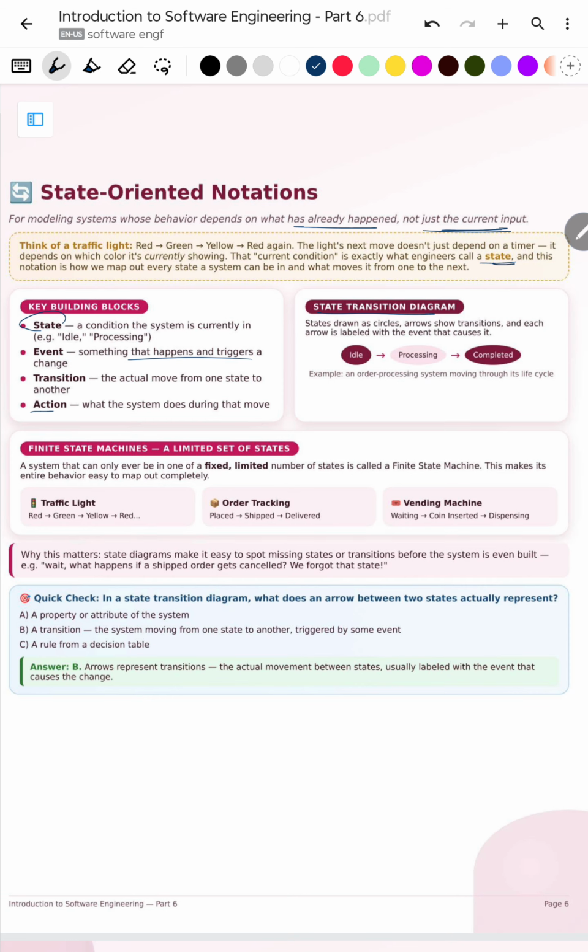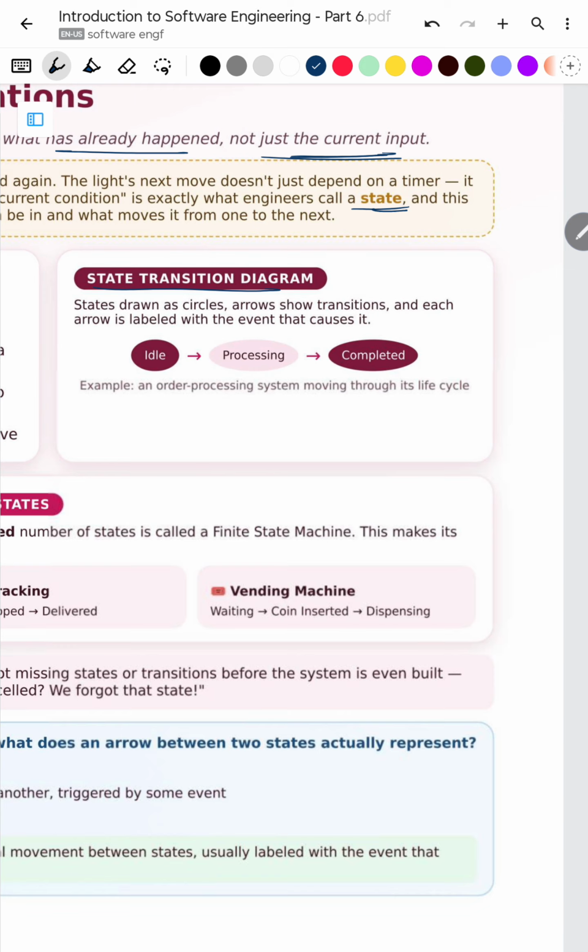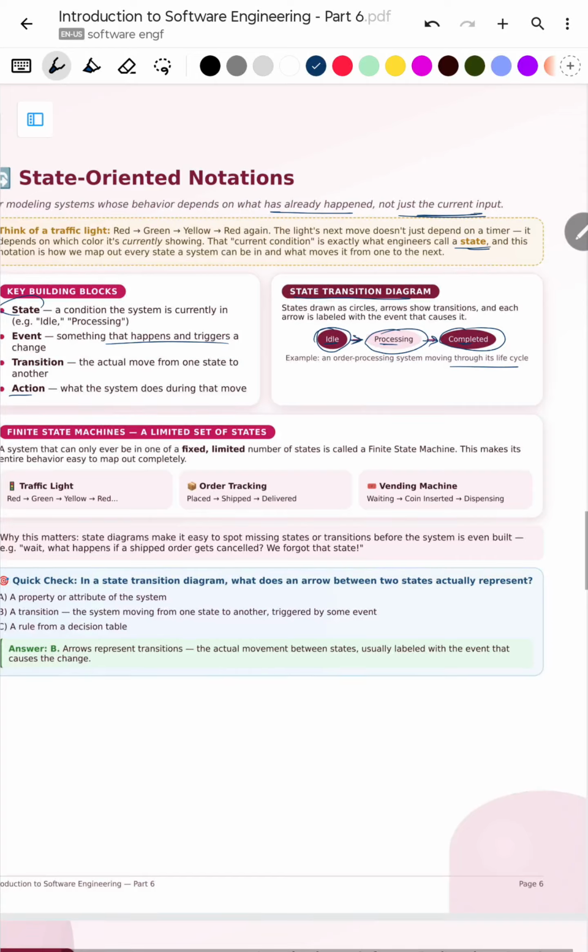Coming to state transition diagram. States drawn as circles, arrows shown as transitions, and each arrow is labeled with the event that is causing it. This is one state, this is one state, this is one state. This is transitioning from idle to processing. This is after processing is done, it is transitioning to completed. Okay, and the states are idle state, processing state, completed state. An order processing system moving through its life cycle, example that is.